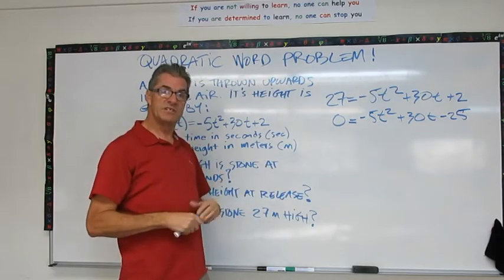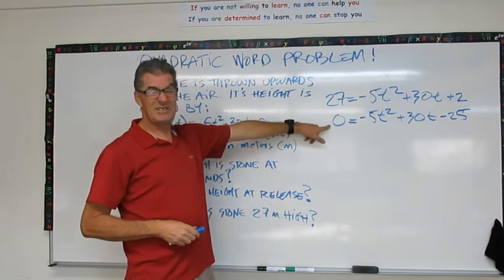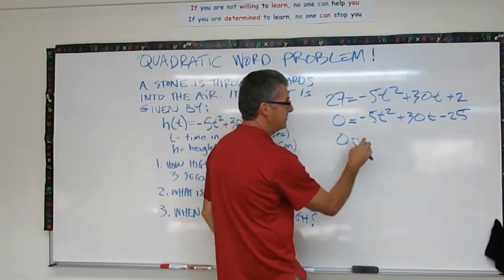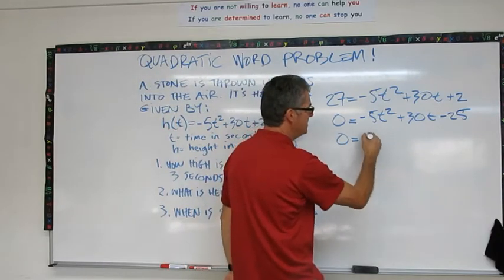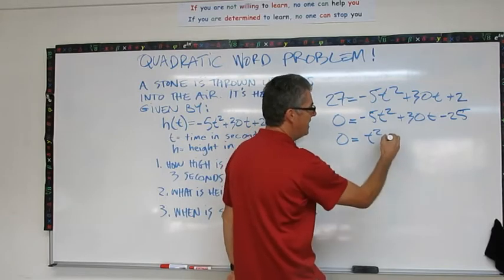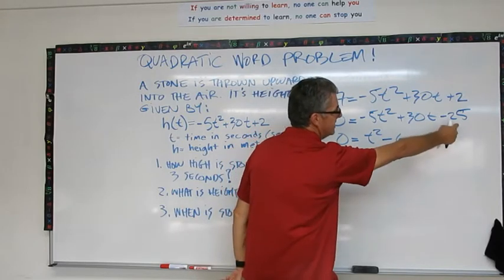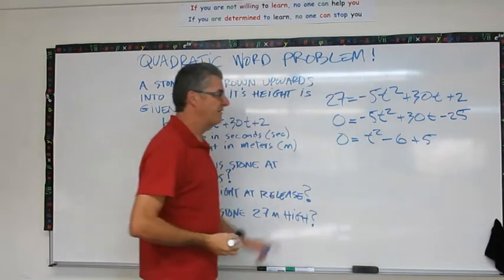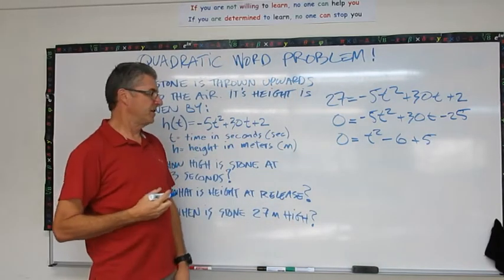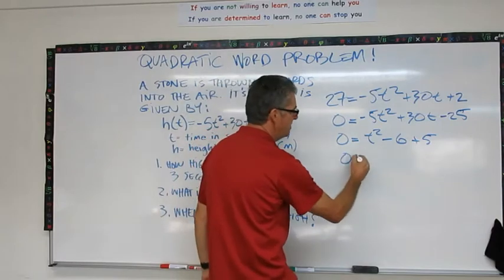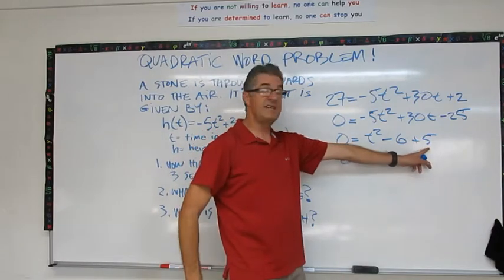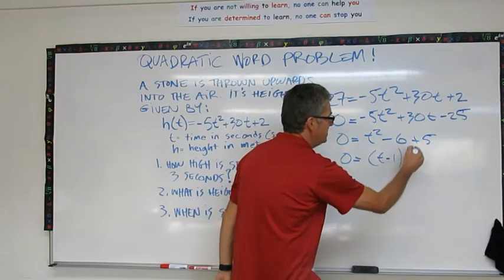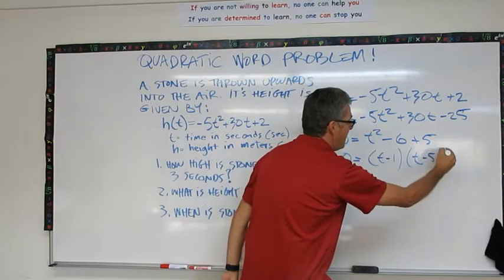Dividing through makes it more simple, because when I divide this side by negative 5, it stays 0. So dividing this by negative 5 gives me t squared. Dividing this by negative 5 gives me minus 6. Dividing this by negative 5 gives me plus 5. Now that's a quadratic you could factor. 0 equals, what two numbers multiply to 5 that add to negative 6? That's t minus 1 times t minus 5.